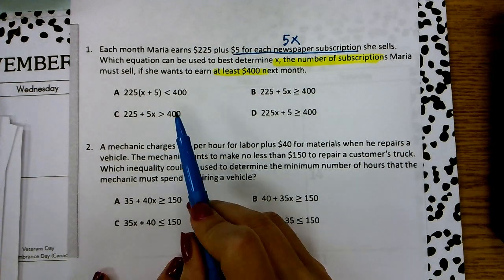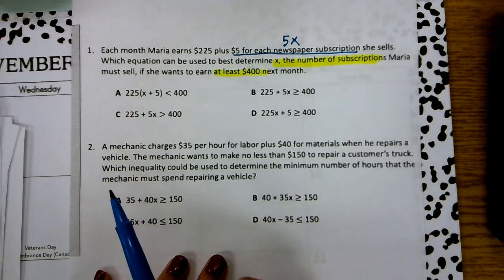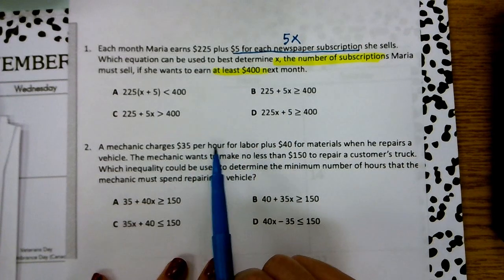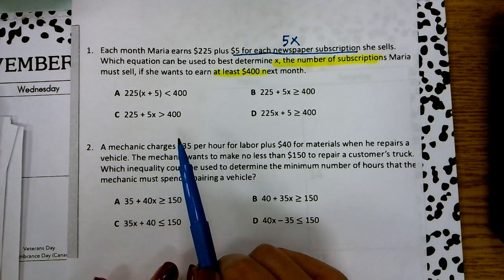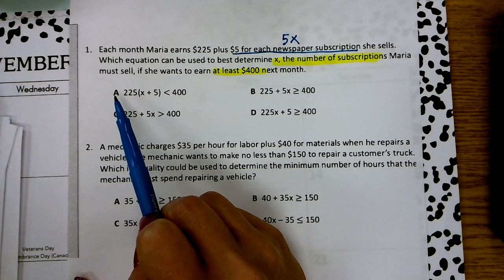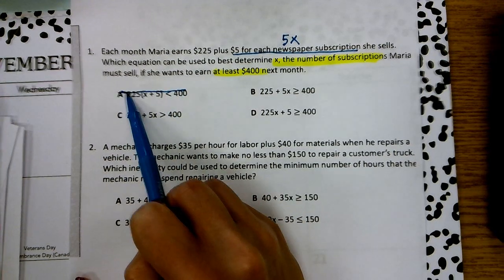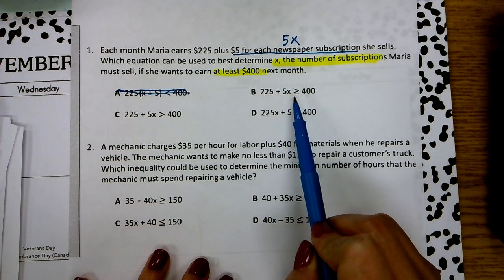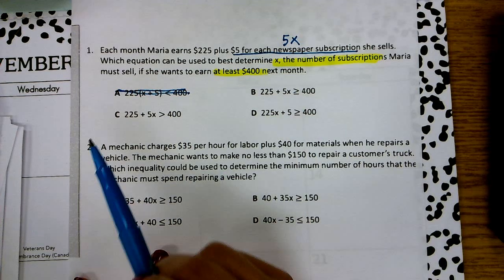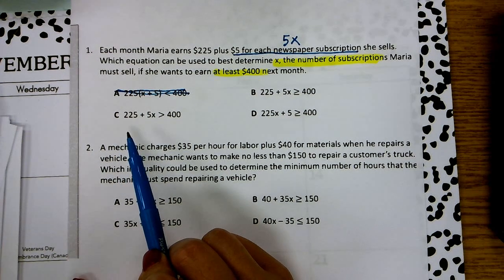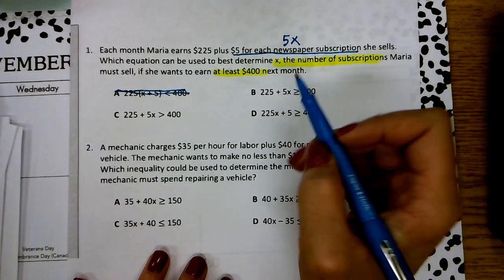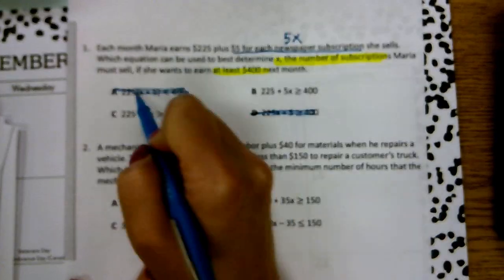And then right away, we can cancel off some of these answers. We can cross them out. So any answer here that doesn't have a 5X in it, we know that's not right. So letter A, there's no 5X here. Let's cross that out. B, we do have a 5X, so that's a possibility. C, we have a 5X, so that's a possibility. And D, we don't have a 5X in there, so that is not a possibility.